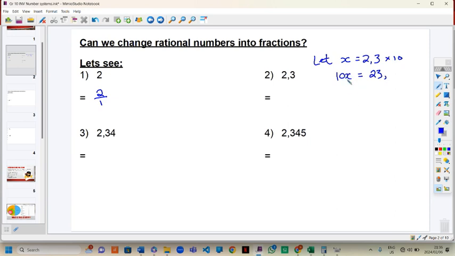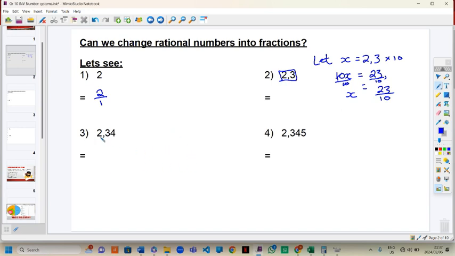Now I want to solve for x again. How do I solve for x on this side? We just divide by 10. Can't just divide by 10 on this side, I need to divide by 10 on this side. Those 10s will cancel. 10 divided by 10 is just 1, and I've got x is equal to 23 over 10. Easy. So if you put this in your calculator, you should get this if you press S to D on your calculator. Let's try example 3 together.